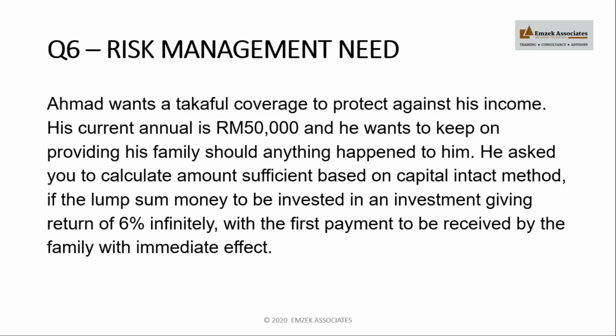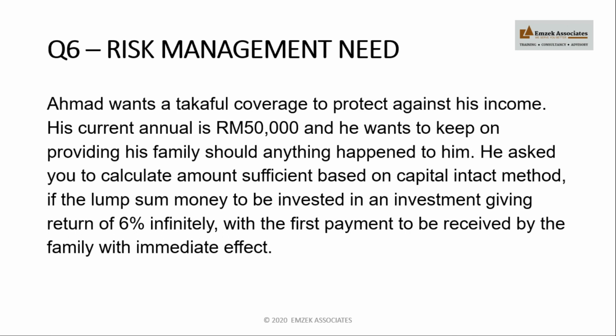For the last question, question number 6 is on risk management need. Ahmad wants takaful coverage to protect his income. The current annual income is 50,000. He wants to keep providing for his family should anything happen to him. That means after his demise, he wants to provide the family with 50,000 a year. He asks you to calculate the amount sufficient based on the capital intact method. He will be providing the family 50,000 a year forever.